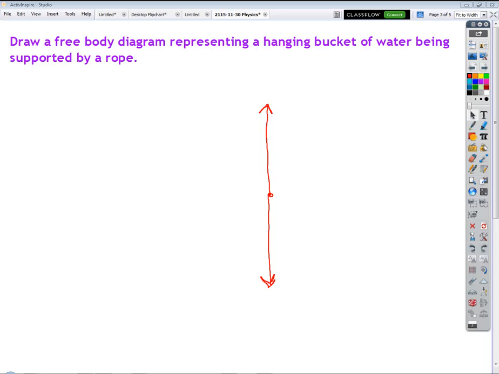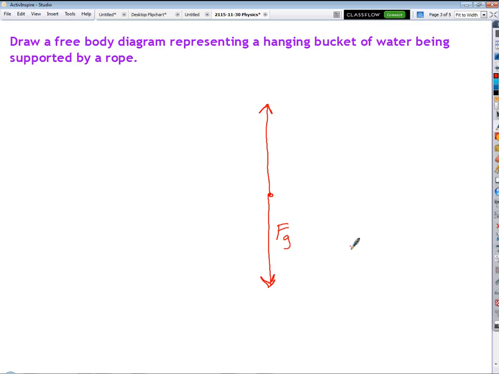Yeah, the down arrow we could call F sub G. Very good. Okay, for force of gravity. Now, what do we call the force of gravity? Yeah, it's just weight, isn't it? Good. What about the up arrow?